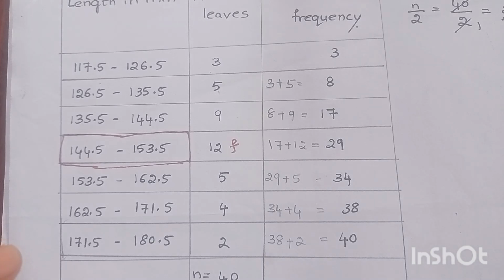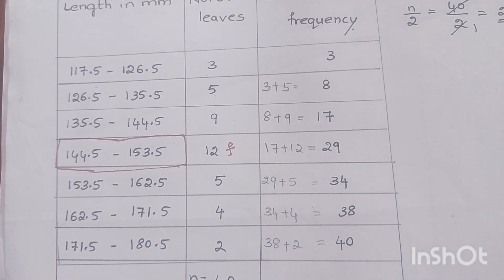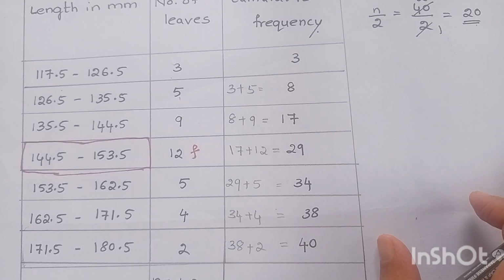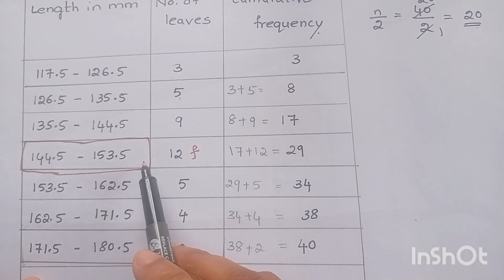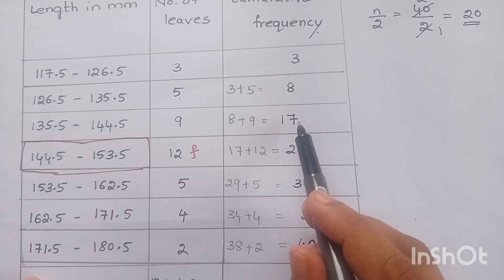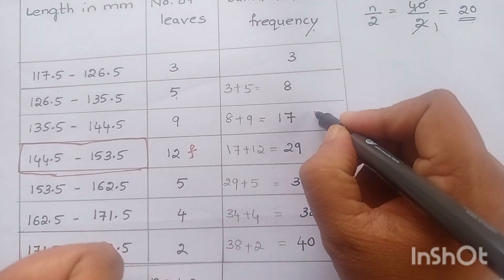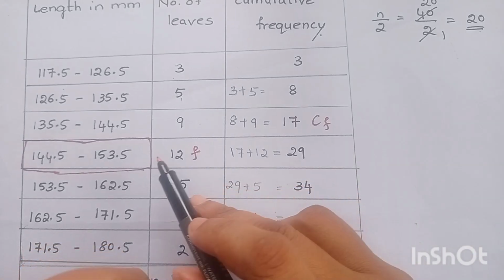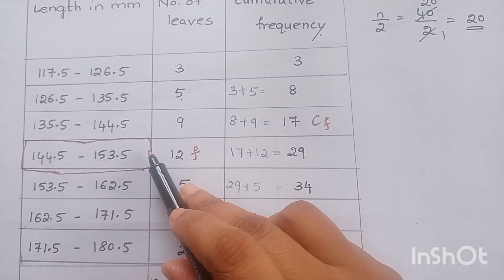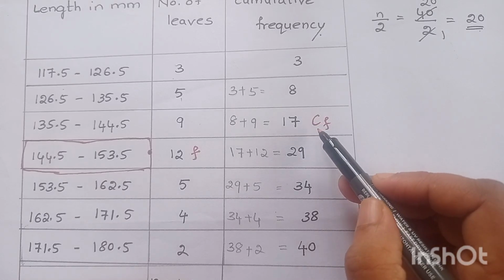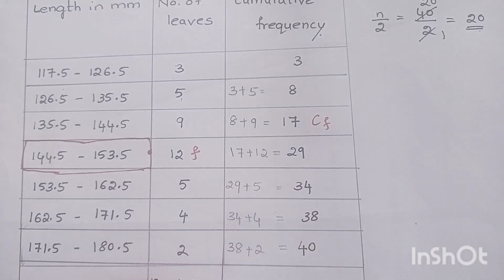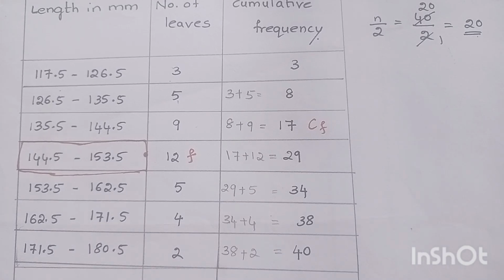Then the cumulative frequency of the median class, that is CF, is which one? We know that CF is the preceding cumulative frequency of the median class. Preceding means the one just before the median class. Look at this carefully: behind the median class, the cumulative frequency is 17. Therefore, that is our CF.